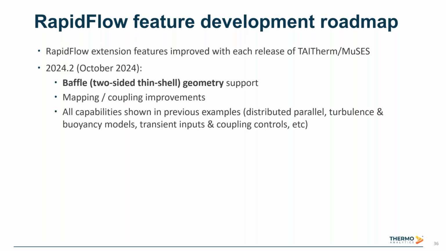Again, for the release that just came out a few weeks ago, there was a substantial improvement in the geometry support, in that 2-sided thin shell baffle geometry, which is pretty commonly used in the TAITherm world, can now be fully set up with RapidFlow, and you'll get the appropriate flow behavior and correct coupling with different conditions mapped onto either side of that 2-sided thin shell. And those improvements also improve the accuracy of the mapping that we're using for any geometry, not just baffles. And that version, of course, includes everything else that we mentioned and showed today in terms of the distributed parallel performance and the different physics models for turbulence and buoyancy and input options.